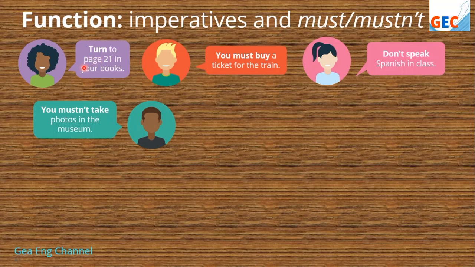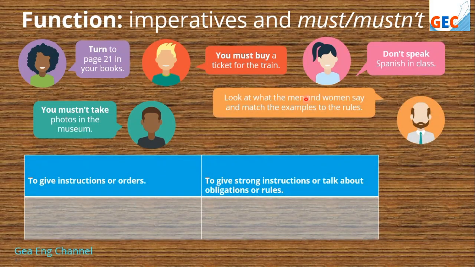Now pay attention to these statements. Turn to page 21 in your books. You must buy a ticket for the train. Don't speak Spanish in class. You mustn't take photos in the museum. From these statements, I need you to match the examples to the rules. Here there are two rules. Rule number 1, to give instructions or orders. Rule number 2, to give strong instructions or talk about obligations or rules.